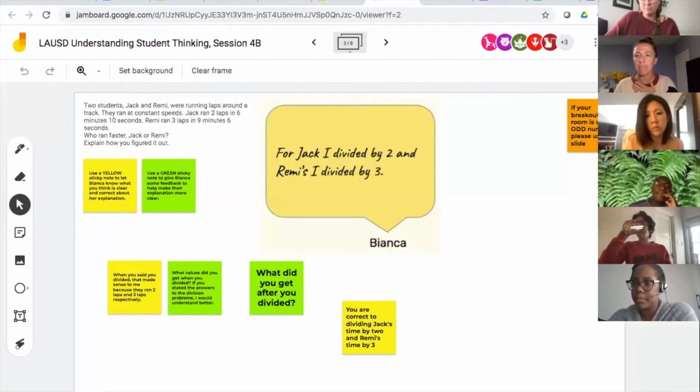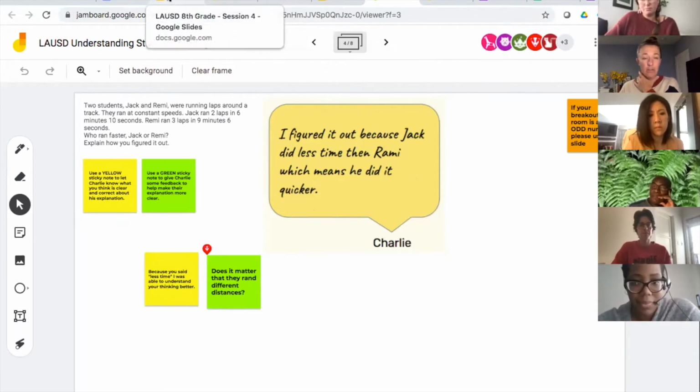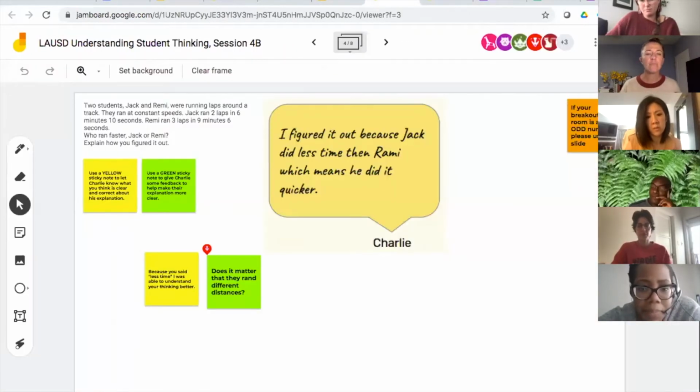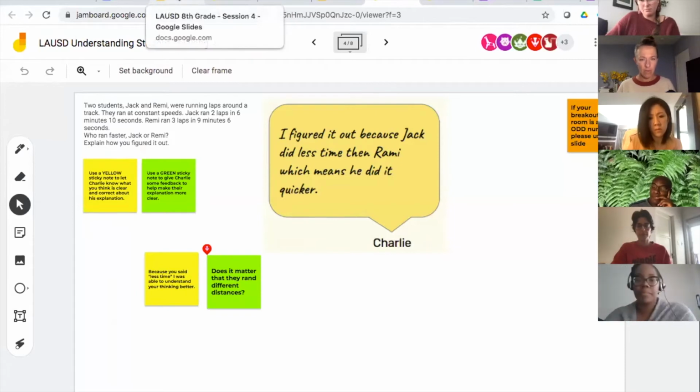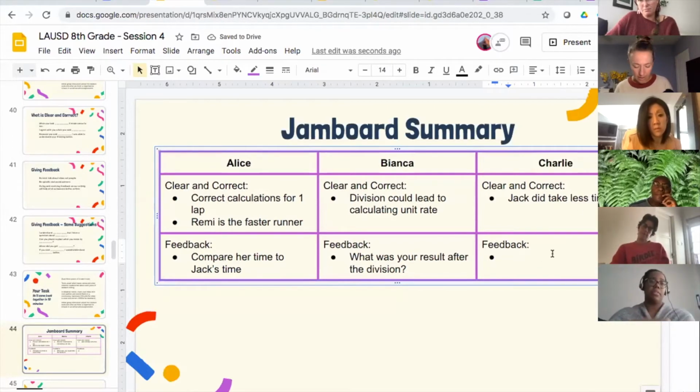For, excuse me, for Charlie, I'm wondering, what did Charlie do here? I figured it out because Jack did less time than Remy, which means he did it quicker. What do you think is correct about Charlie's thinking? That the right runner is the fastest, but he has no evidence. Okay, so Jack did take less time. And then can you provide evidence?